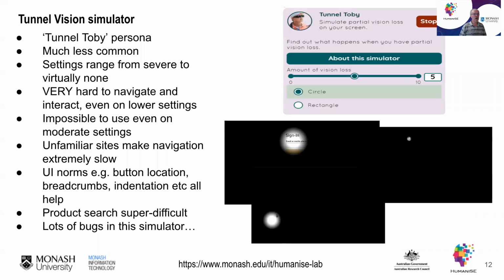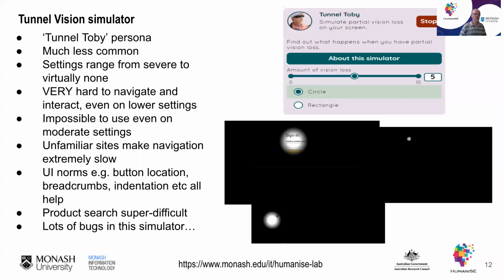Tunnel vision is much less common than blurred eyesight, but it's caused by a number of medical and potentially trauma conditions. This simulator provides, again, an amount of tunneling, if you like, and a way the tunnel manifests. It becomes very hard to navigate very quickly, even with a moderate amount of tunnel vision being simulated. And at the higher settings, it's almost impossible. Even at the moderate settings, it's almost impossible to use, as you can see in the example.